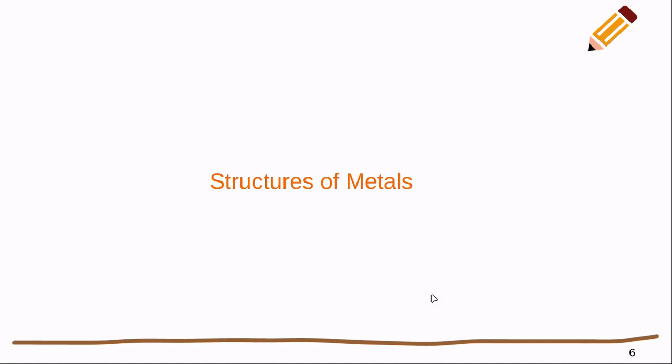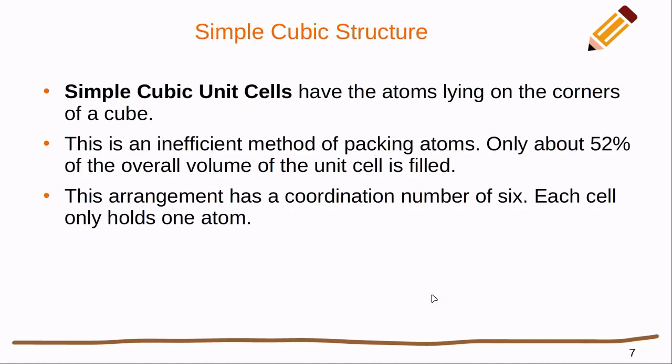Let's start off by talking about the structures of metals. The simplest unit cell structure that we could have is actually called the simple cubic. They have atoms lying on the corners of a cube. This is an inefficient method of packing the atoms. Only about 52% of the overall volume of the unit cell is filled. This arrangement leads to a coordination number of 6.